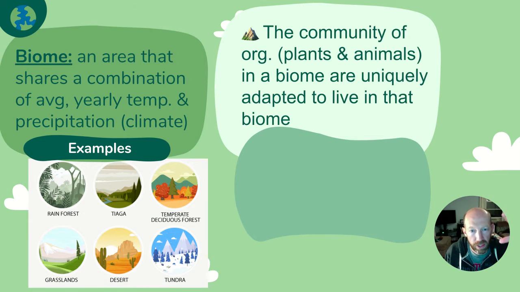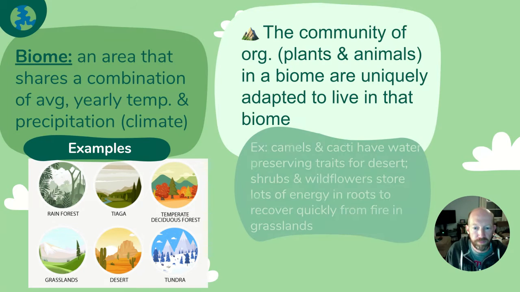Our big picture idea about biomes is that they are a community of organisms, plants and animals, that are uniquely adapted to live in that place. So, for example, camels and cacti have traits that help them preserve water. Camels store water in their hump. Cacti have waxy coatings so that they aren't losing too much water. Shrubs and wildflowers store lots of energy in the roots to recover quickly from fire in grassland.